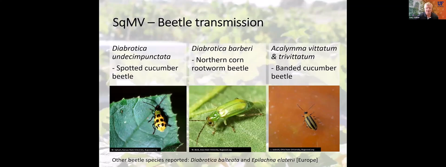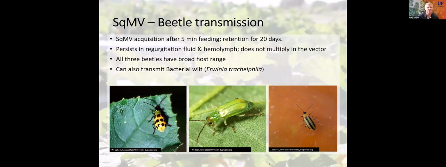So beetle transmission: squash mosaic virus is primarily in North America transmitted by species within the genus Diabrotica and also Acalymma. So in this case, it's spotted cucumber beetle and striped cucumber beetle, and also the northern corn rootworm beetle. There are other species that have been reported as well, and especially in Europe, I think it's a ladybird beetle that has been found to be one of the vectors.